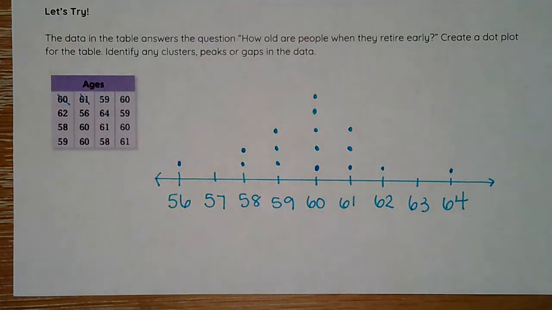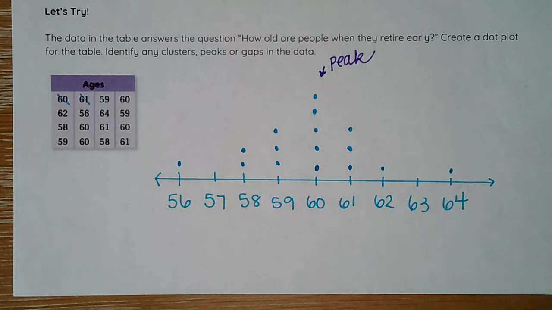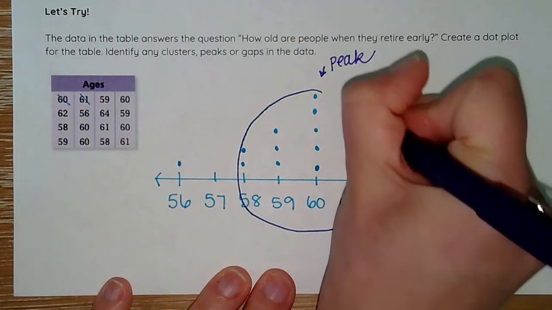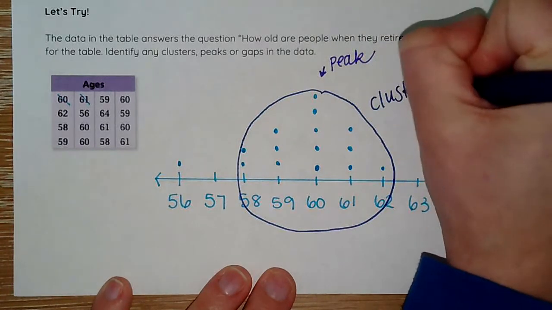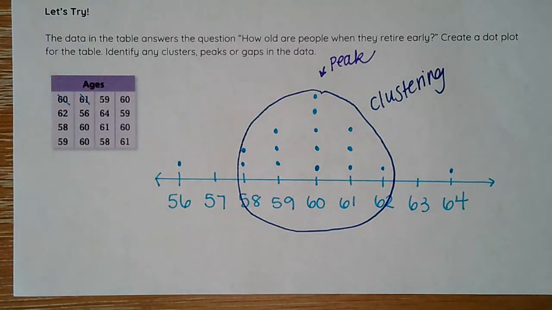All right, so the next thing that we want to do is notice our peaks, our clusters, and our gaps. So here we have a peak, and that peak would be the tallest, the highest little set of dots. So that right here would be your peak. That may be your typical answer. Okay. From here, we've got a cluster. I would say right here, all of this right here would be your cluster. It's all kind of clustering around that 60, which happens to be the peak as well. That is not always the case, but in this case it is.